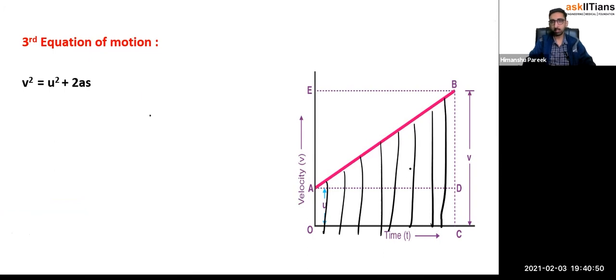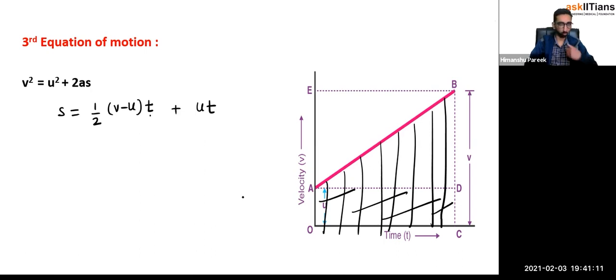Now, I don't think this is quite new to you. We have done this in the previous section, in the second equation of motion derivation. We can write down this area as the area of the triangle, which is half multiplied by v minus u multiplied by time, plus ut, the area of the rectangle. You should watch that if you haven't understood it.